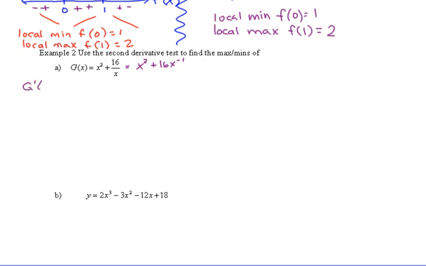G prime of x, let's find our critical values. 2x minus 16, x to the negative 2. How would we get the critical values of this guy? What do we have to do with him? Factor out x to the negative 2.